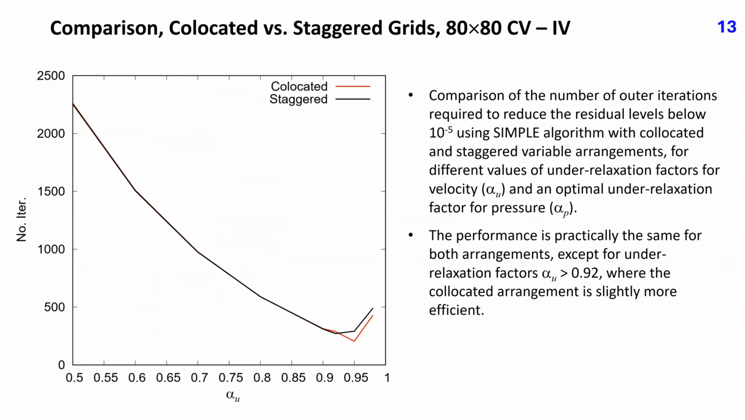This plot shows the comparison of the number of outer iterations required to reduce the residual level below 10 to the minus 5 using the SIMPLE algorithm with collocated and staggered variable arrangements for different values of the under-relaxation factor for velocity, alpha u, and an optimal under-relaxation factor for pressure, alpha p. The performance is practically the same for both variable arrangements, except for under-relaxation factors alpha u larger than 0.92, where the collocated arrangement is slightly more efficient.